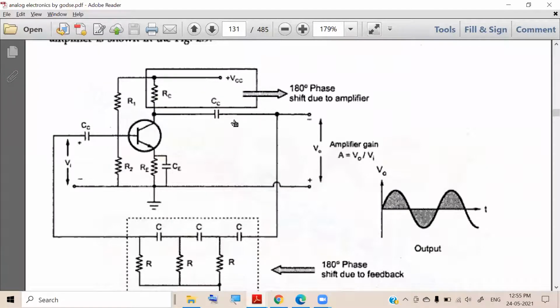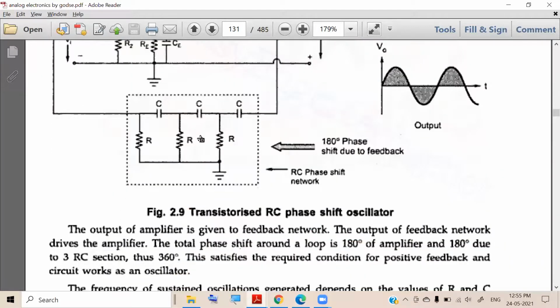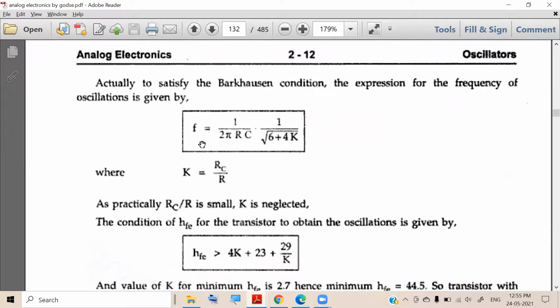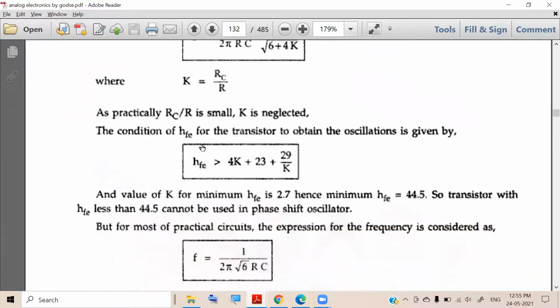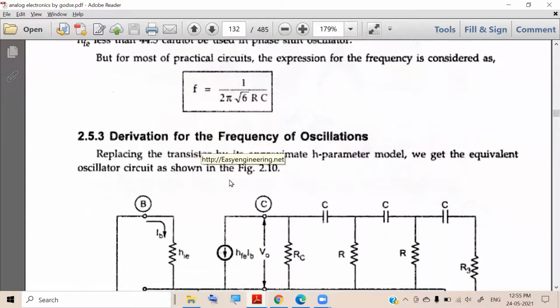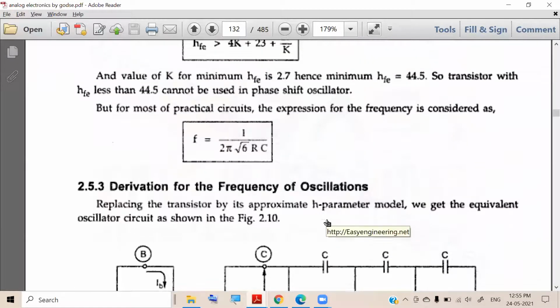Then at the output here, RC is connected at the output to ground. So that also we are considering additionally here. We are considering RC from the output of the amplifier to ground. Then what do we have in the circuit?